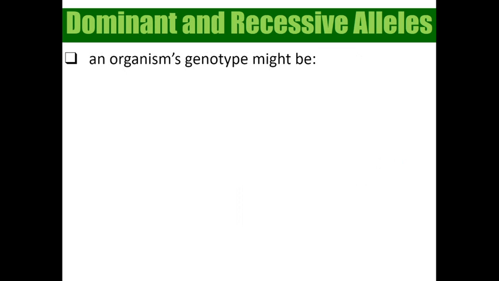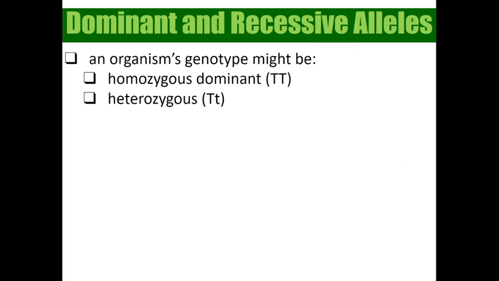So an organism's genotype might be homozygous dominant, which is capital T, capital T, heterozygous, which is a capital T and a lowercase t, or homozygous recessive, which is little t, little t. And it's not just going to be T. You can do this with any letters. It is the capitalization or lack thereof that determines whether a genotype is homozygous or heterozygous.